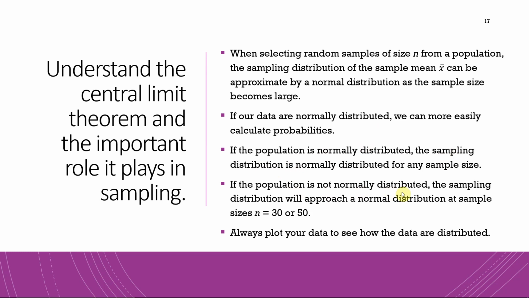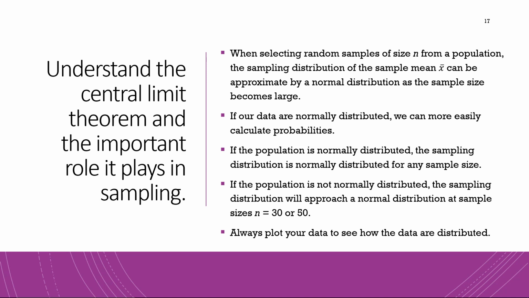If the population is not normally distributed, or if we don't know, we can assume that the sampling distribution will approach a normal distribution as the sample size increases, specifically as it approaches 30, 50, and above. But still, this isn't always the case. Where do these numbers come from? It is best just to plot your data and see how they're distributed, because otherwise, if you have problems with your distribution, that's going to affect your probabilities, and it's therefore going to affect the conclusions that you come to.